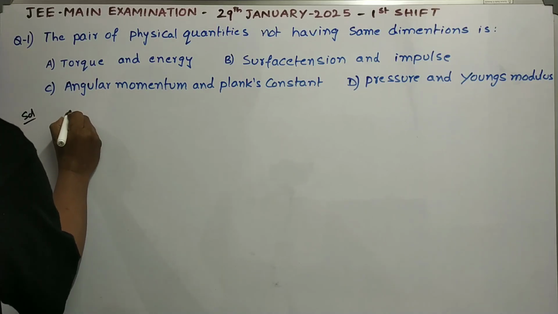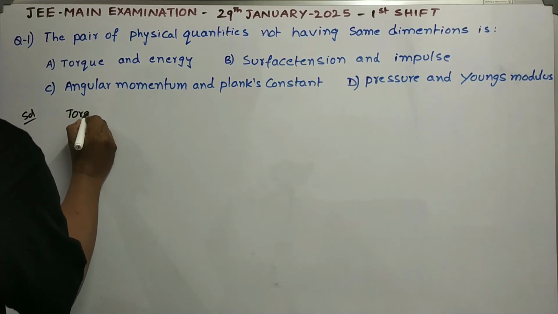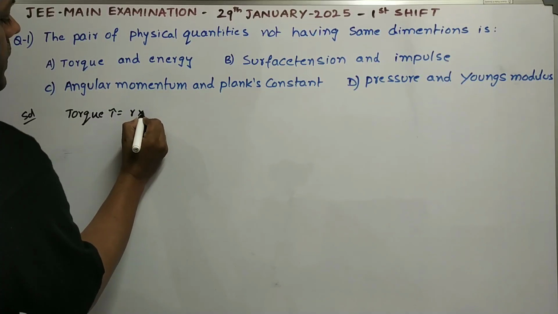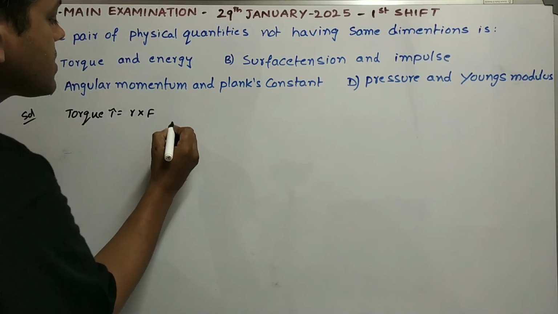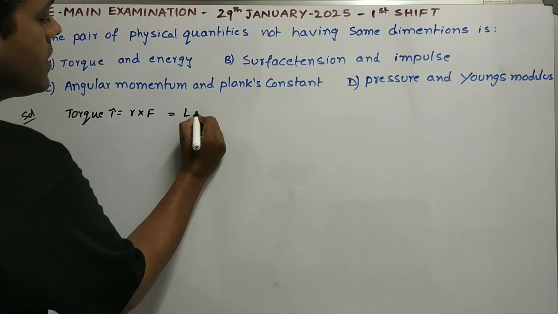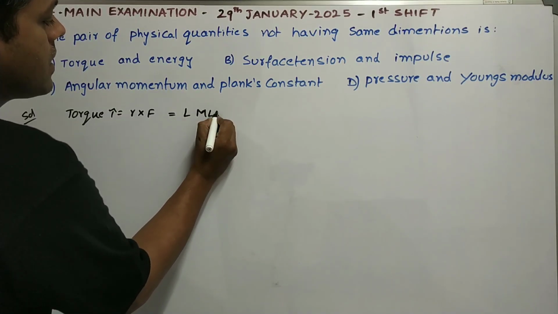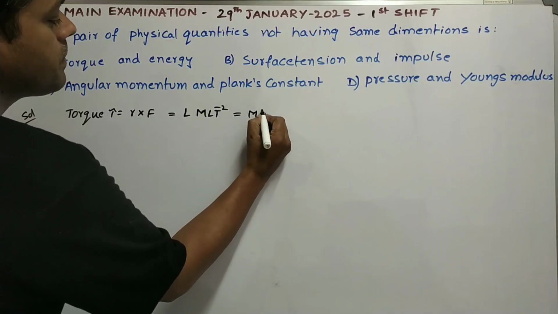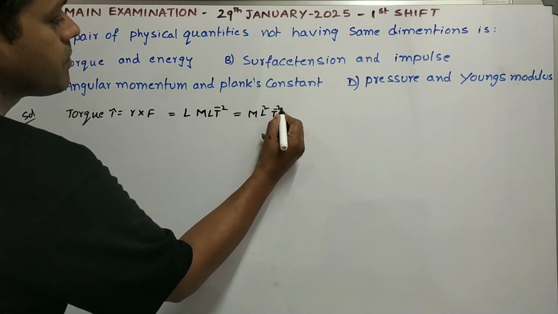First one is torque. Torque tau is equal to perpendicular distance into force, R bar cross F bar. R means distance, which is nothing but L. M L T power minus 2 is the force. So total is equal to M L square T power minus 2.